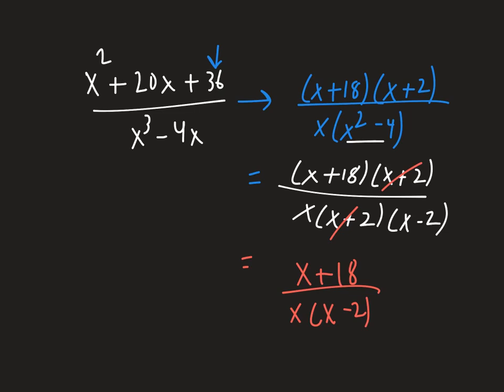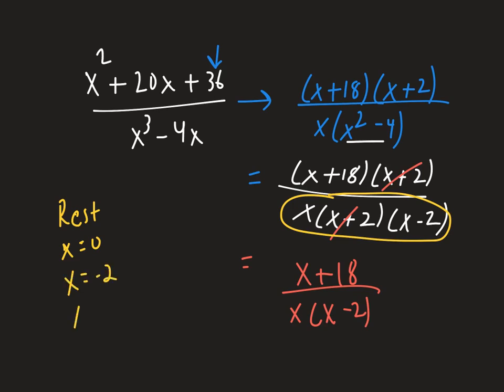And the restrictions need to come from before you canceled anything. So all three of these factors give a restricted value. And when I say restriction, it means restricted from the domain. x equals 0 from that x there, x equaling -2 and x equaling +2. Because those are the x values that make these factors 0. And the one that got canceled out, x plus 2, would make a hole in the graph at x equals -2.